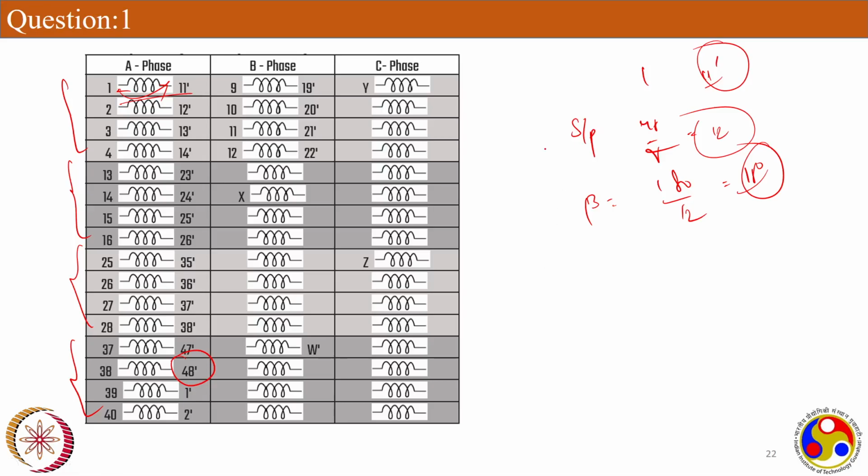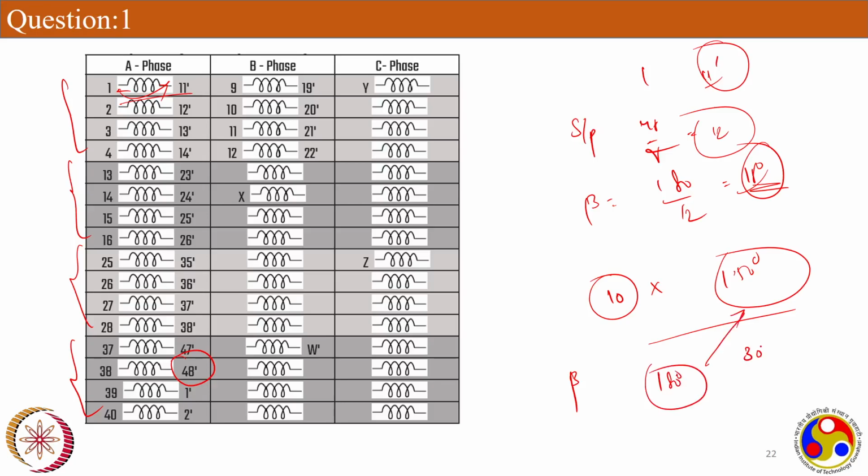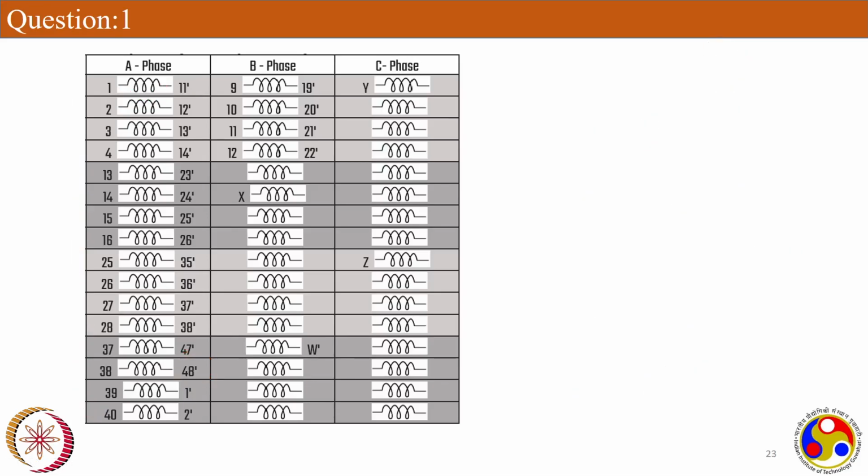See, 1 to 11 means the span is 10 slots, right? Each slot is 15 degree, so 10 slots would be 150 degree. So the coil span is 150. Usually coil span is 180, and you got 150. That means it is short pitched by 30 degree, that is epsilon is 30. Once you calculate epsilon and all, you can directly calculate whatever the question asked.